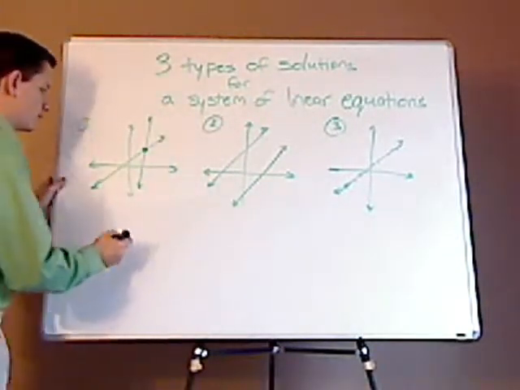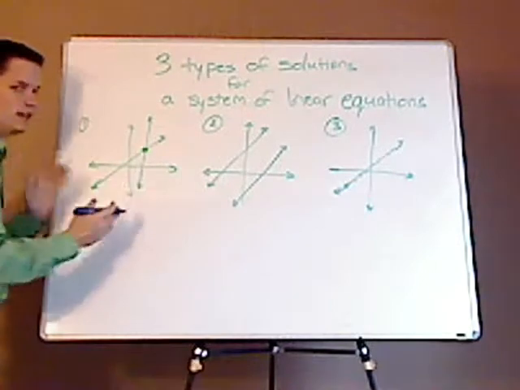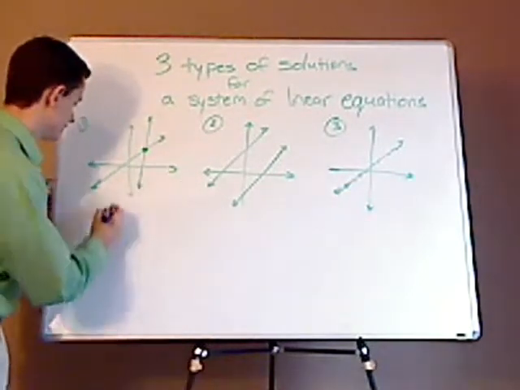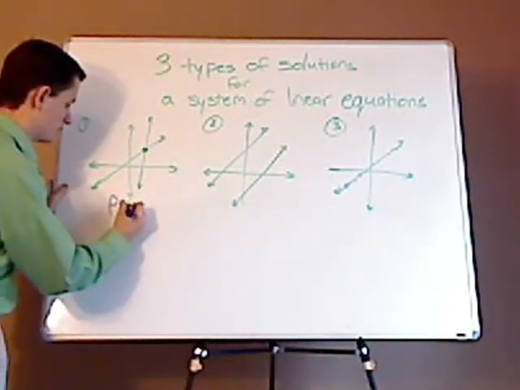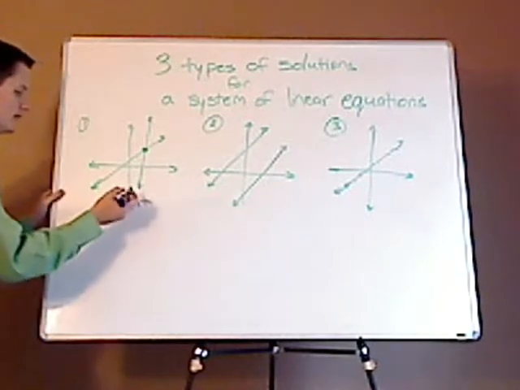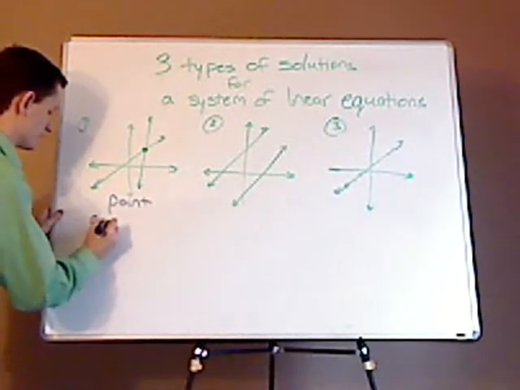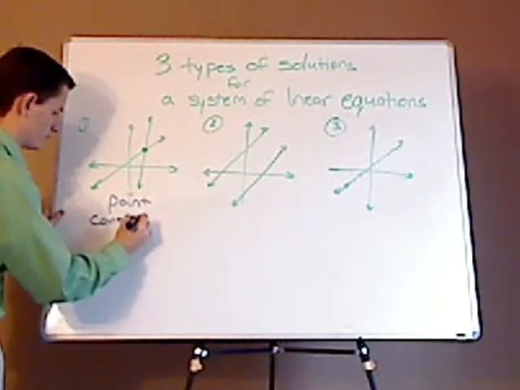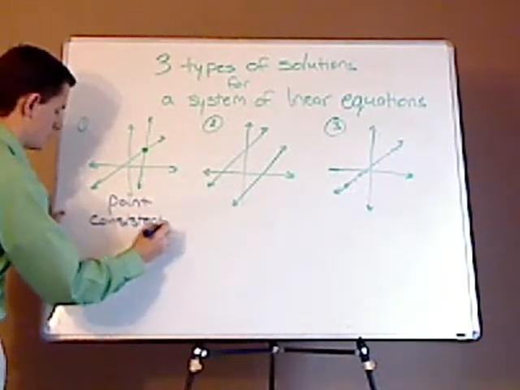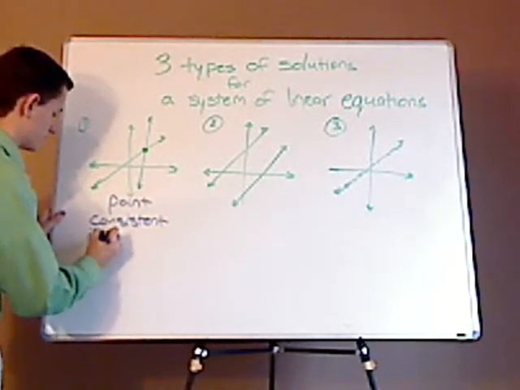Here, it's very straightforward. There's going to be a solution, and since they intersect at a point, that point is your solution. And this is what's called consistent and independent.